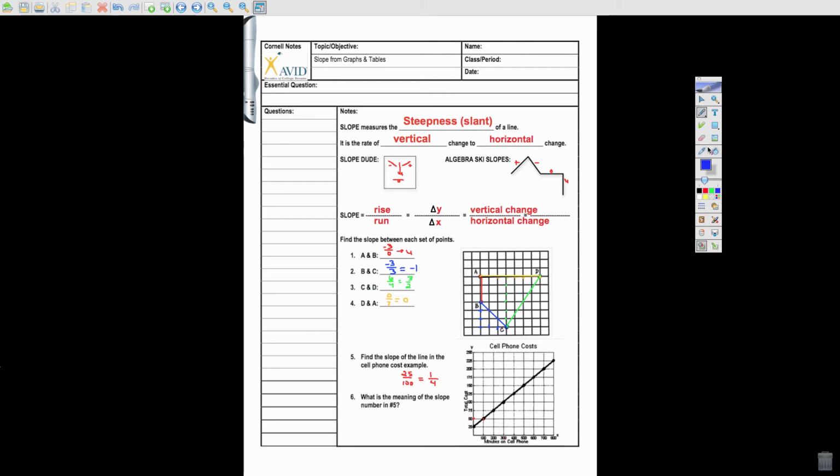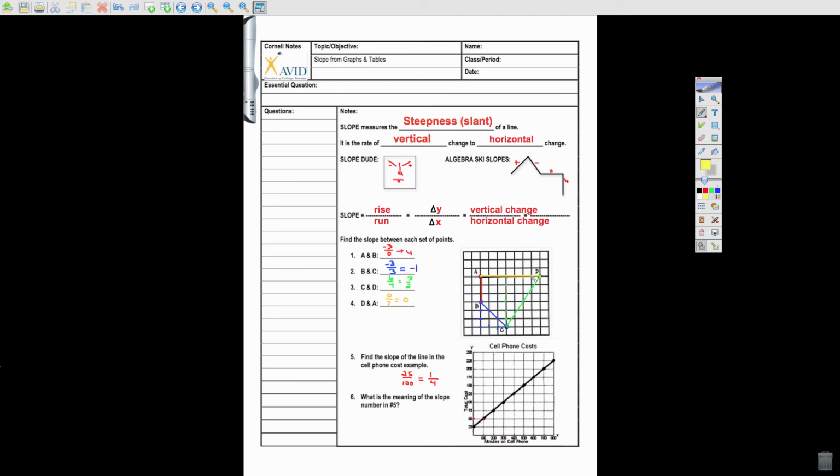Okay, from C to D. I connected the lines. I went up 1, 2, 3, 4, 5, 6. So that's my 6 on top. I went over 1, 2, 3, 4. Went over 4. 6 over 4. That reduces down to 3 over 2. It'd have a slope of 3 over 2, or 3 halves.